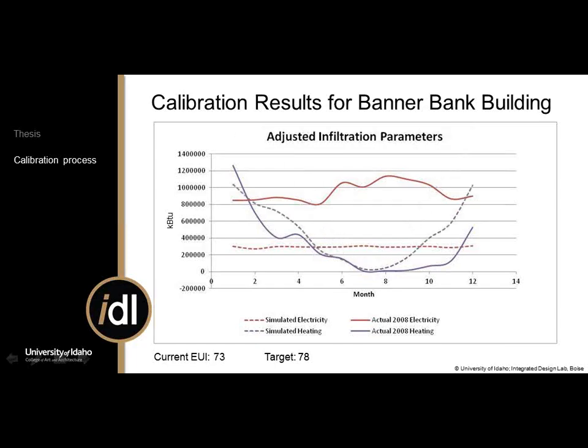So after I do that, the target is 78 and my current is 111. My infiltration assumptions were off initially, so I adjusted that. I cut them in half, so that reduced my gas consumption by about 30%. You can see it made a big difference there. So it reduced the EUI by 30% to 73.